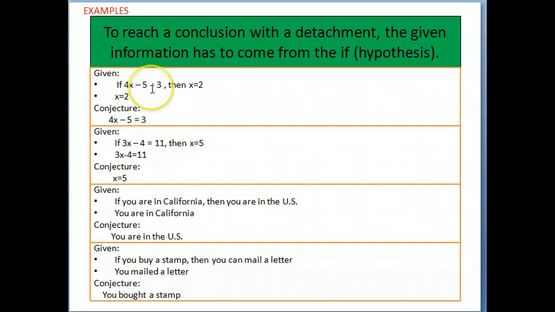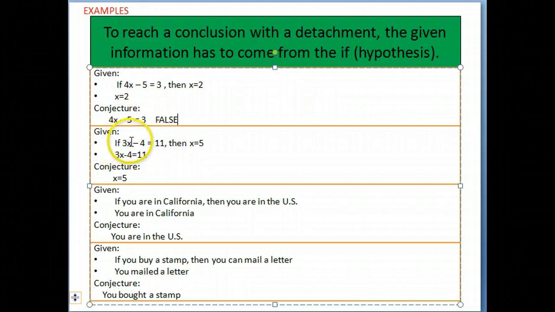Well, if we use the law that they gave us, we can't do that. The law of detachment says we have to come from the if part. So if x equals 2, we cannot use this conjecture. Here we would have to say that this one is false. And the reason for that is it came from the wrong part of our statement. Our second given information has to come from the if part in order to make a conclusion. Let's try the next one.